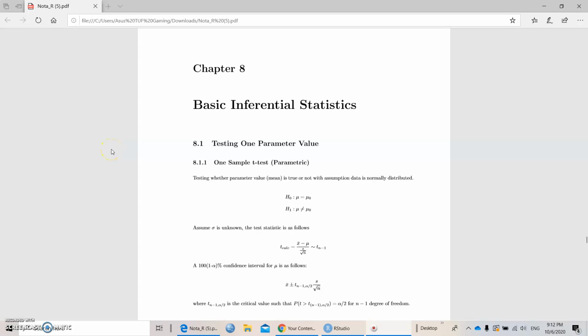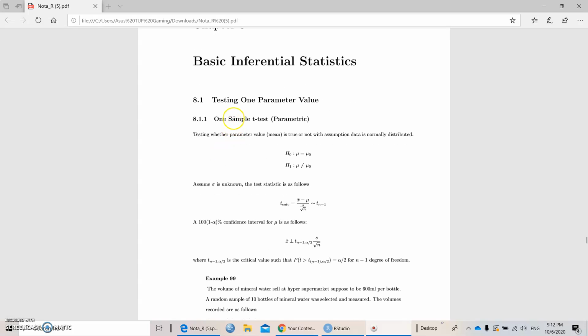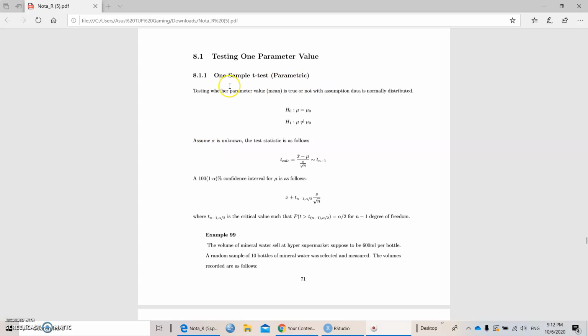Hi everyone, chapter 8 will cover some basic inferential statistics using R programming. The first basic inferential statistic that you need to know is testing one parameter value. Actually, testing one parameter value can be divided into two: parametric and non-parametric. In this case I will only cover the parametric test.